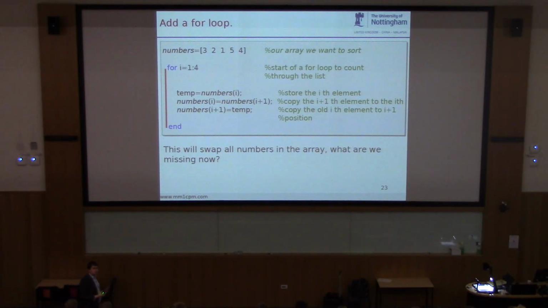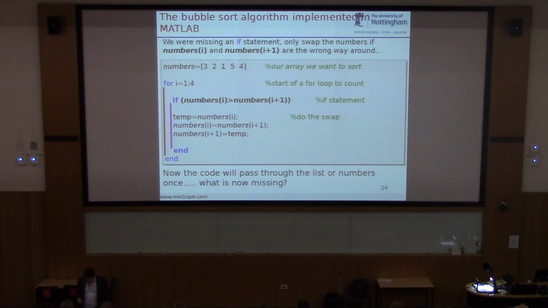So what do we need to make that decision? If, right? So we need an if statement. So this will only swap numbers that are the wrong way around. So this takes us through the list, so from i equals 1 to 4. So imagine i is 1. So this will say if number at i, so that's 1, is bigger than the number i plus 1, so that's 2, then store the number at i in temp, set the number at i equal the number i plus 1.